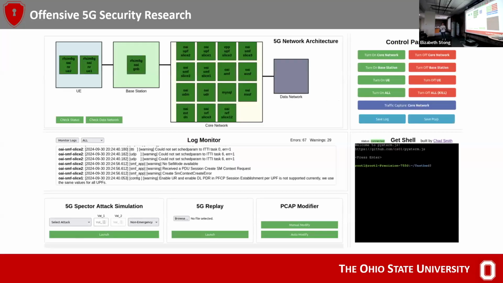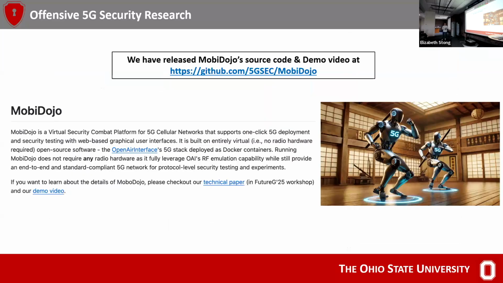This is the interface of MobiDojo. It's all open source, as I said, on GitHub right now. It provides a virtualization interface for the 5G network topology, a control panel that allows you to control and interact with the network and turn on the base stations, a log monitor to check whether any abnormal logs come up from the network containers, as well as security plugins for you to simulate and perform attacks. You can also use the PCAP modifier to create malicious testing payloads to reproduce attacks within this virtualized testbed.